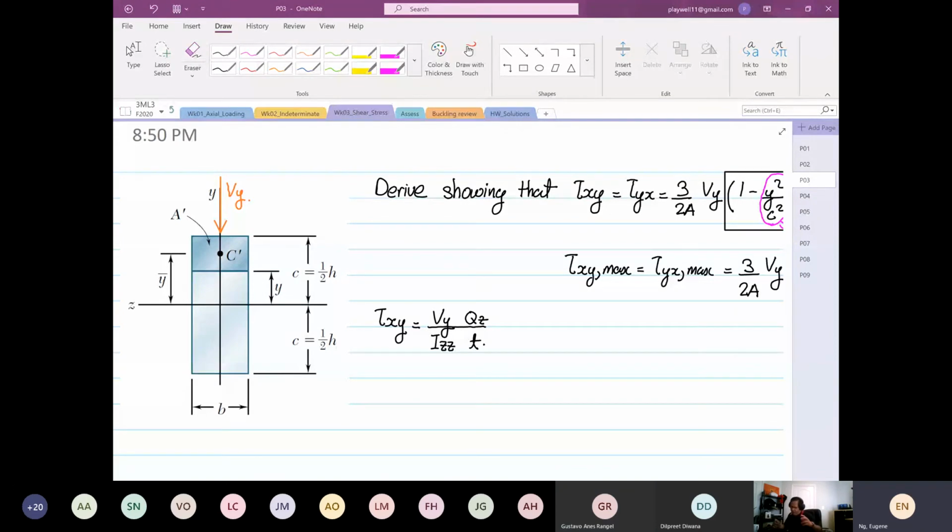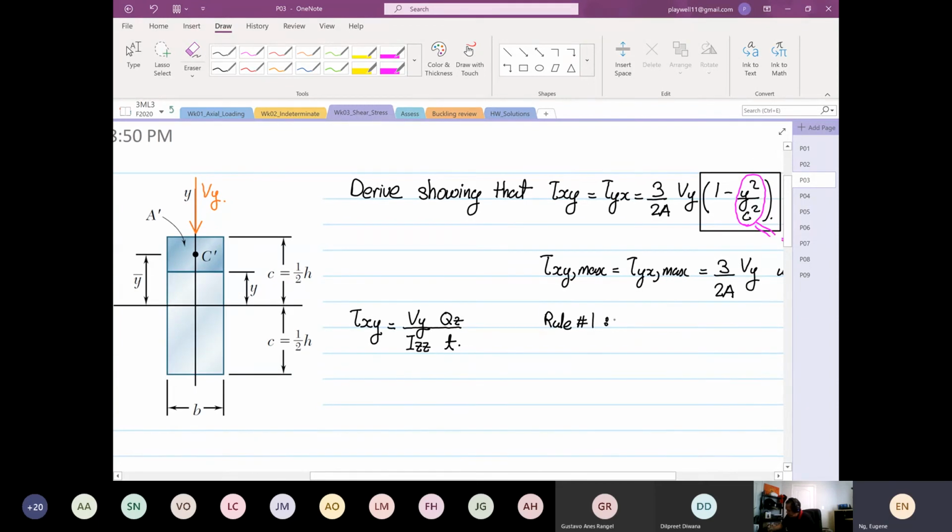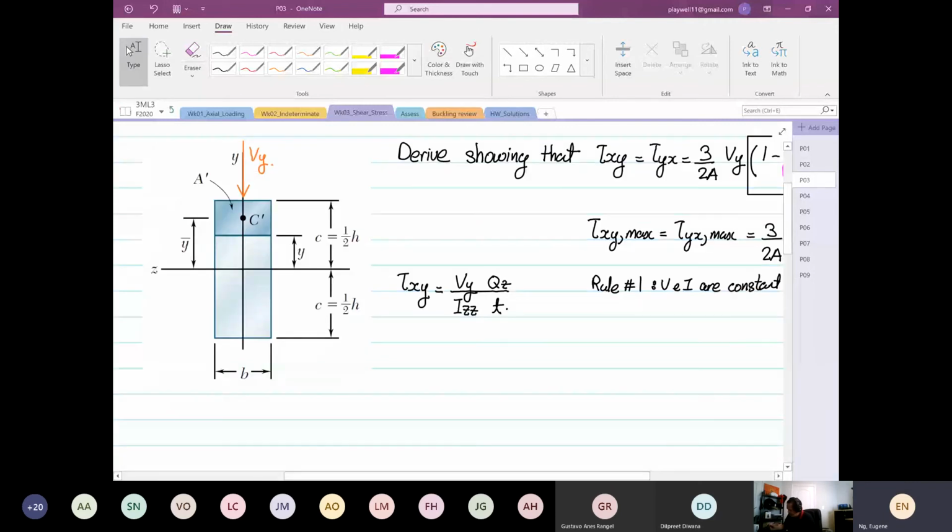So now you guys know the feel of how to calculate. So the first thing we're going to do is, okay, let's see what we already know. So rule number 1, we're going to apply rule number 1. V and I are constant, right? So that's the first thing that we know. V and I are constant. So we know that V is equal to Vy.